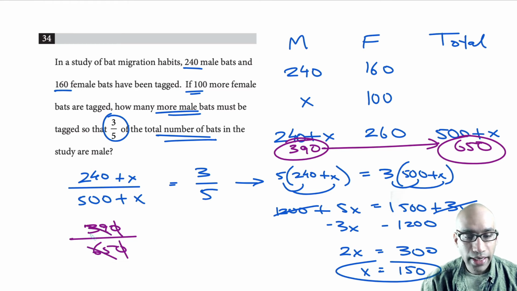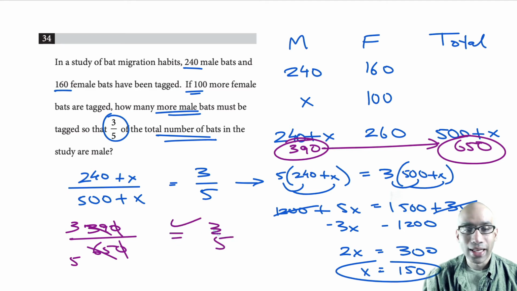And this one is 13 times 3 and 13 times 5. Or you can use your calculator to double check that it is indeed 3/5. So that's why 150 is the number of male bats, okay?